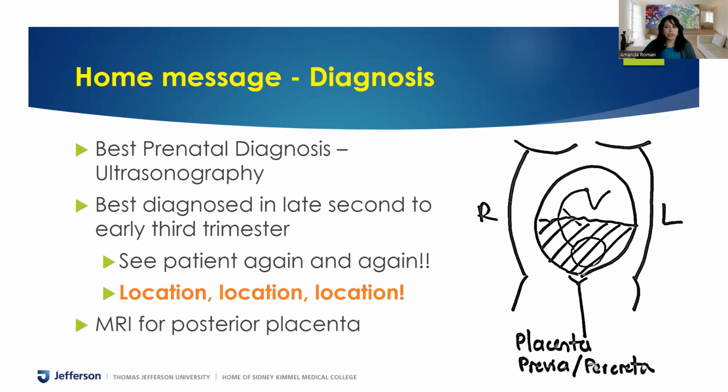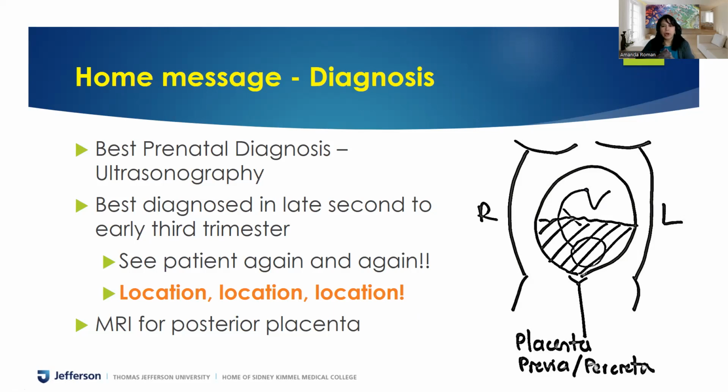So the take-home message for the diagnosis is the best prenatal diagnosis is ultrasound. The best time is late second or early third trimester. See the patient again and again and again. You need to continue mapping. Normally in our unit, we bring the patient every month to do fetal growth. Placenta previa is associated with fetal growth restriction, so it's also important to evaluate for fetal growth restriction.